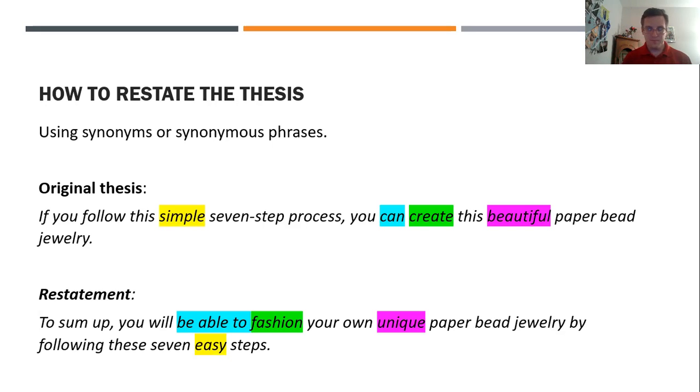Okay. And then we had a positive adjective in the original thesis, beautiful. In the restatement, not exactly the same meaning, but it's still a positive adjective. We say unique. Okay, so you can, again, your same idea, but different words. And this is what students usually do, and that's all they do. But this is not all we want to do. We want to do a little bit more. We don't want to just change 1 or 2 words. So what else can we do?